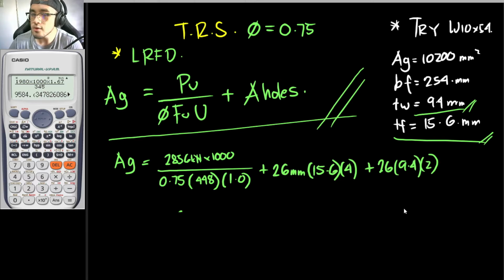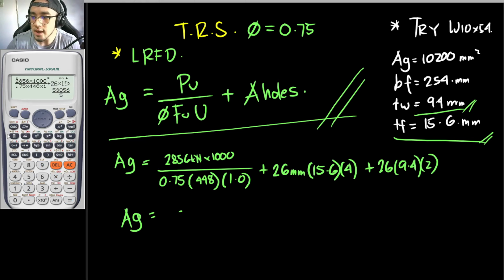So what I am going to do here, guys, is that I would be designing it in LRFD, and I would be checking its adequacy in ASD if it is already adequate. Okay, and from that, guys, our answer here is now to be equal to, so for your AG, and looking at the calculator to your left once again, so that is now to be equal to 2856 times 1000 divided by 0.75 times 448 times 1 plus 26 times 15.6 times 4 plus 26 times 9.4 times 2.